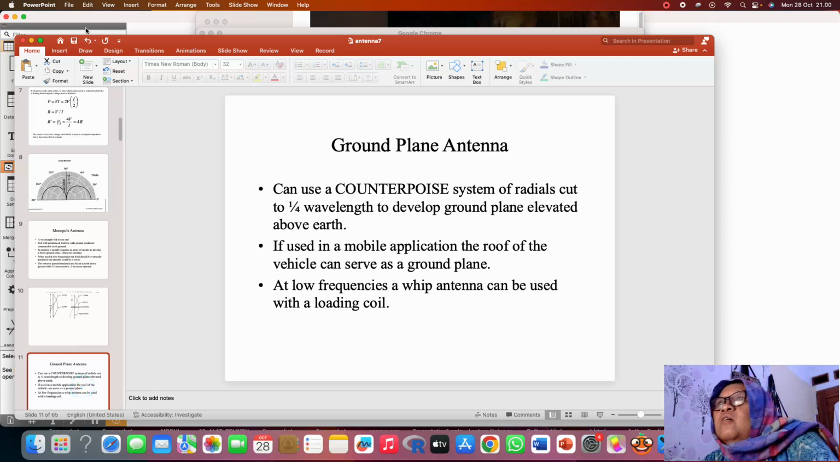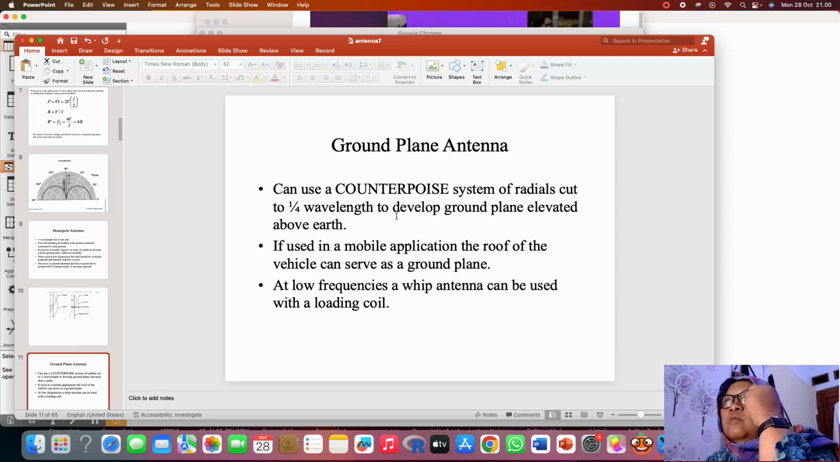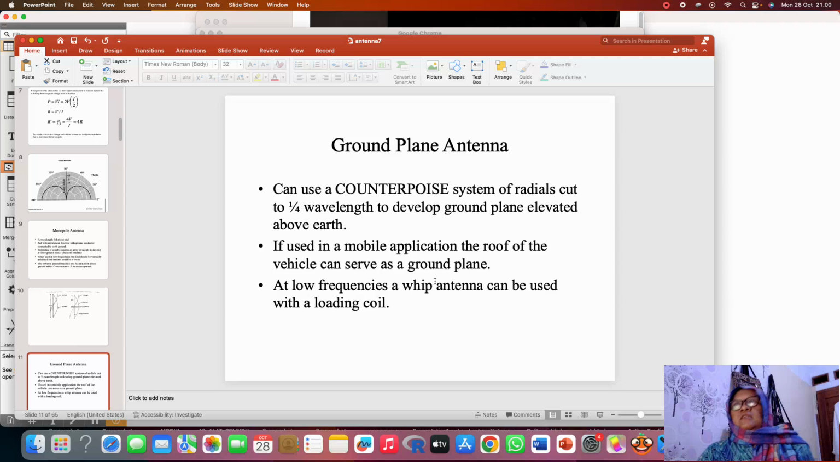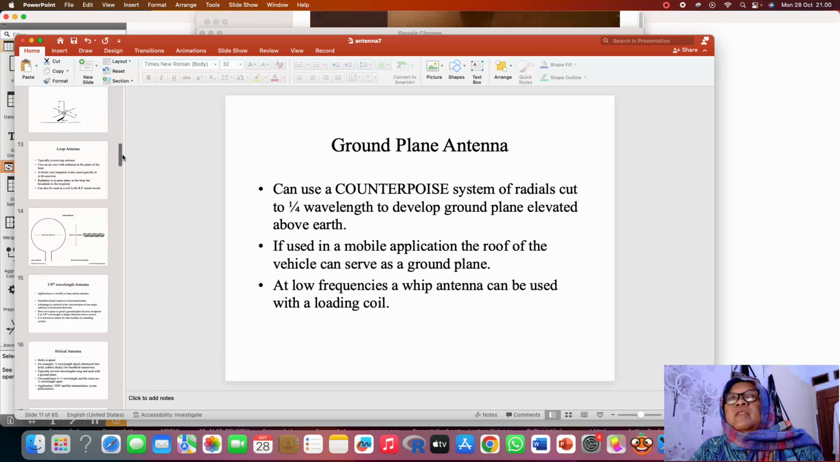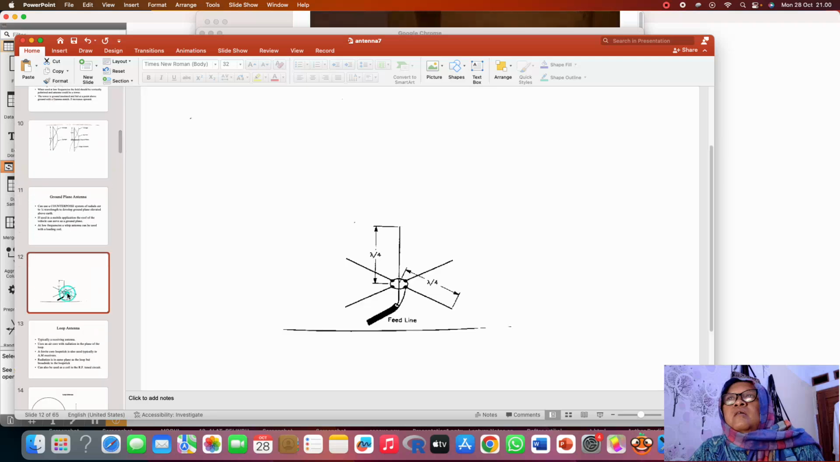A ground plane antenna can use a counterpoise system of radials cut to 1/4 wavelength to develop a ground plane elevated above earth. If used in a mobile application, the roof of the vehicle can serve as a ground plane. At low frequencies, a whip antenna can be used with a loading coil. Now this is the feed line.